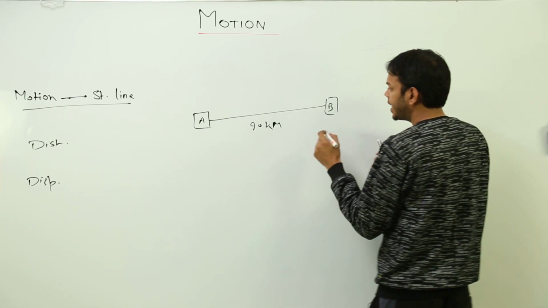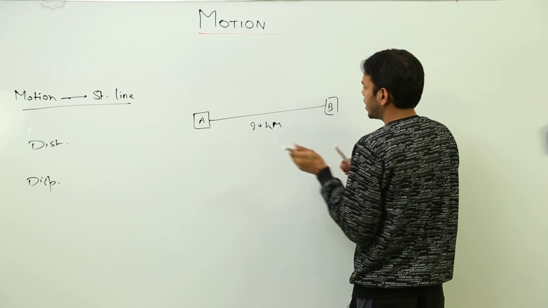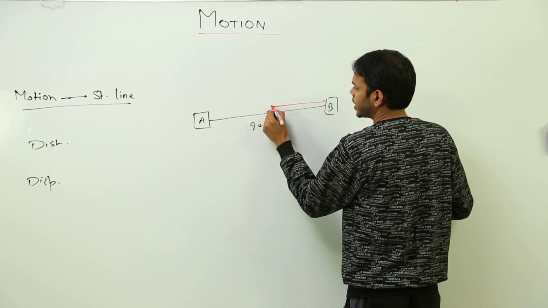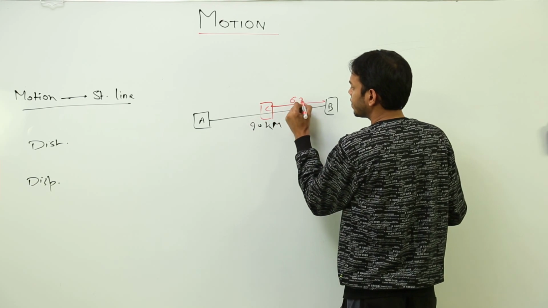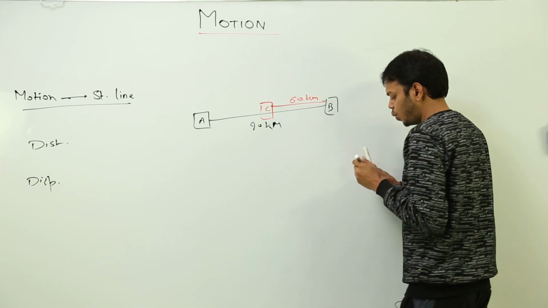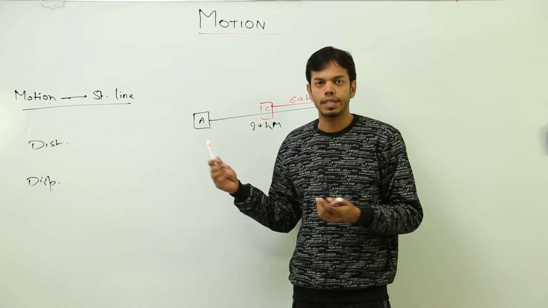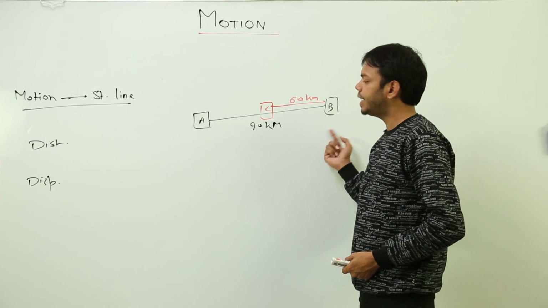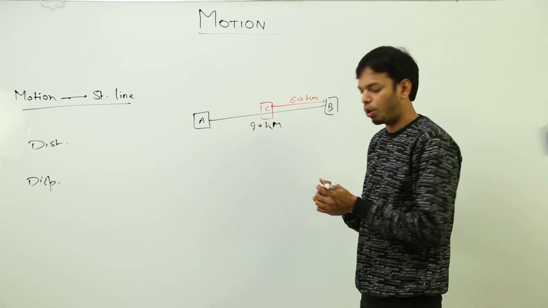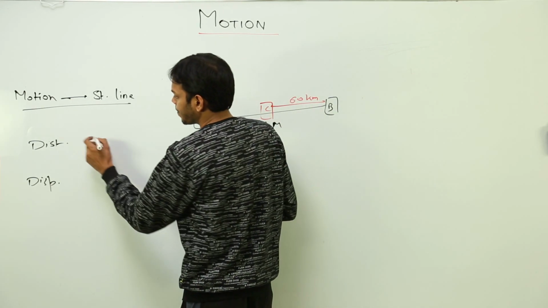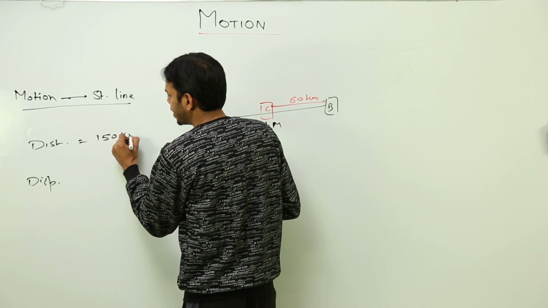Then it came back 60 kilometers to point C, right? So what is the distance covered by the object? Distance covered is 90 plus 60, which is 150 kilometers. So distance is 150 kilometers.